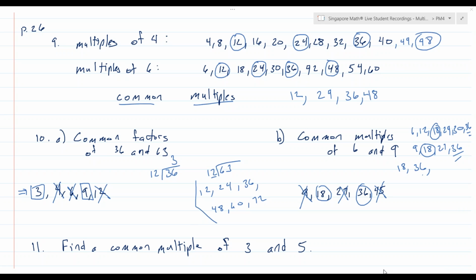Number 11, find a common multiple of 3 and 5. 3, 6, 9, 12. Actually, the best way to find a common multiple is start with a larger number and count by 5s until you find one that you know to be a multiple of 3. 5, 10, 15. 15 is a common multiple.